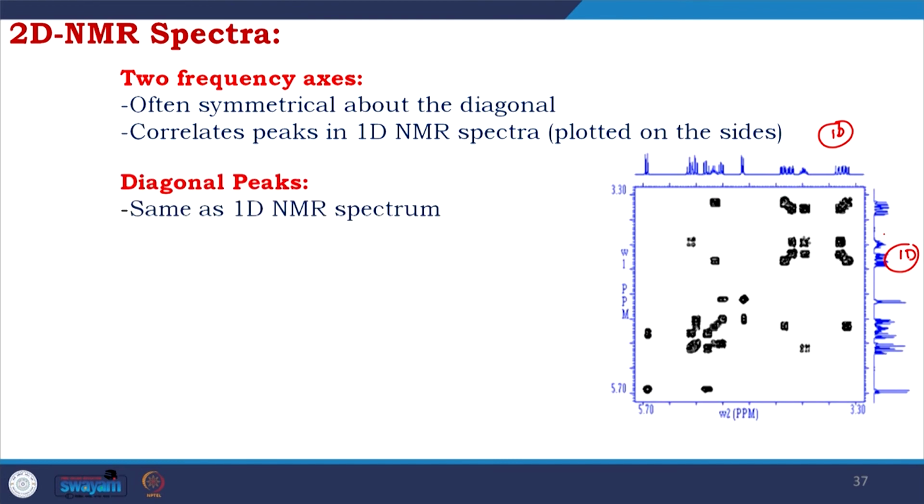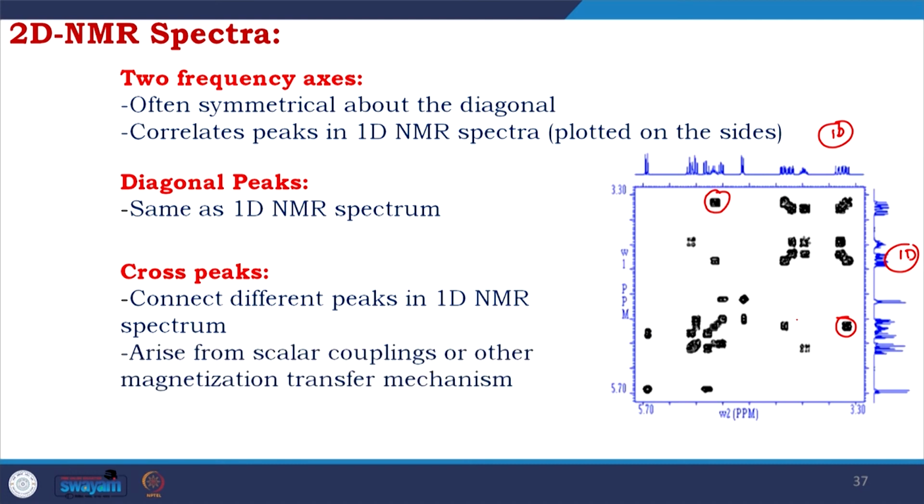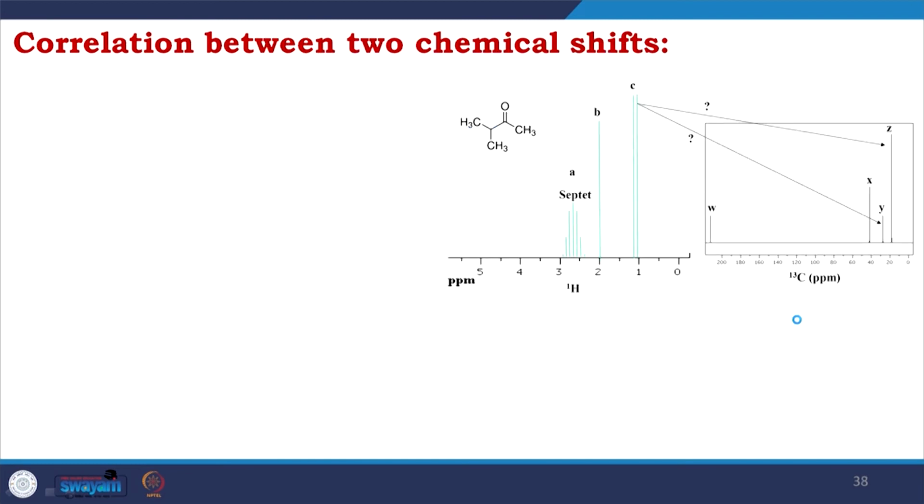Diagonal peaks, if you see the diagonal peaks, they are the same. If you see these with these, they are symmetry related, same as the 1D NMR spectrum. Cross peaks connect different peaks in the 1D NMR spectrum that are interesting, arising from scalar coupling or other magnetization transfer mechanism. So, these will give us more information in the 2D spectra.